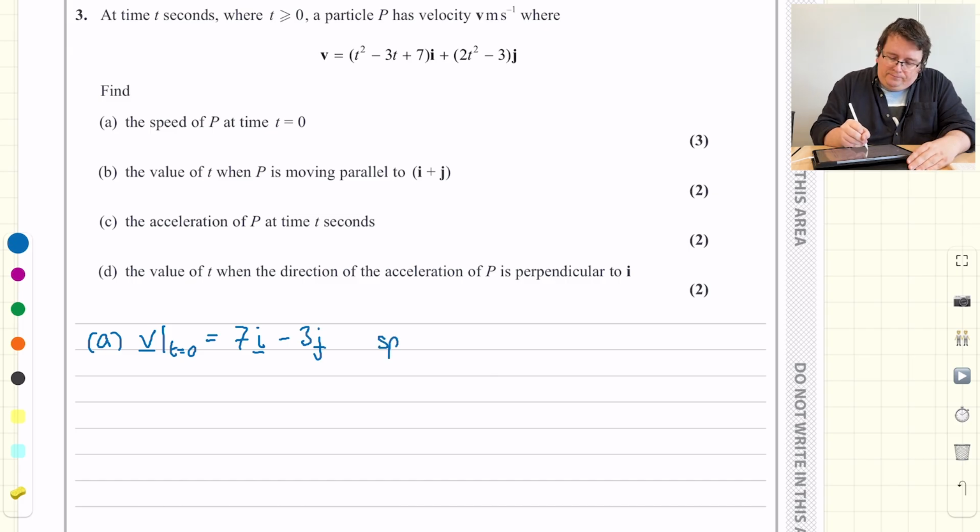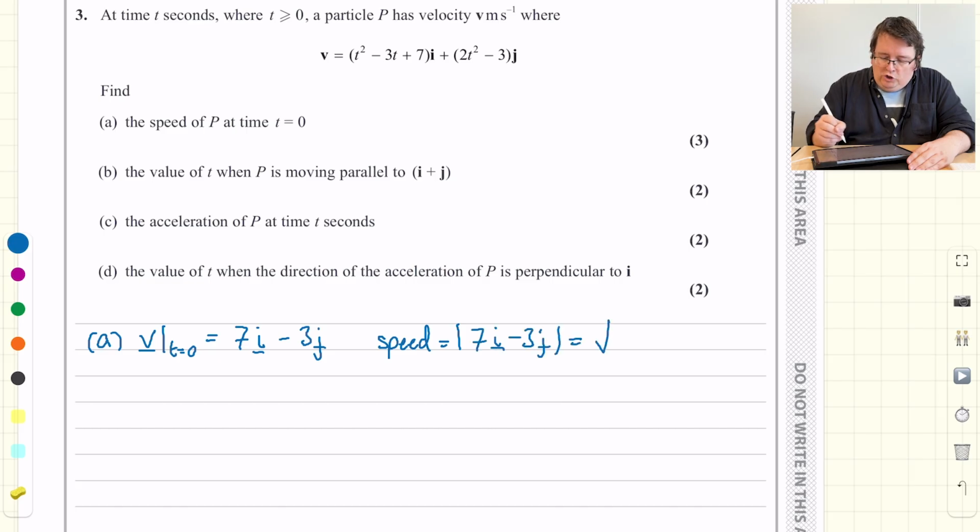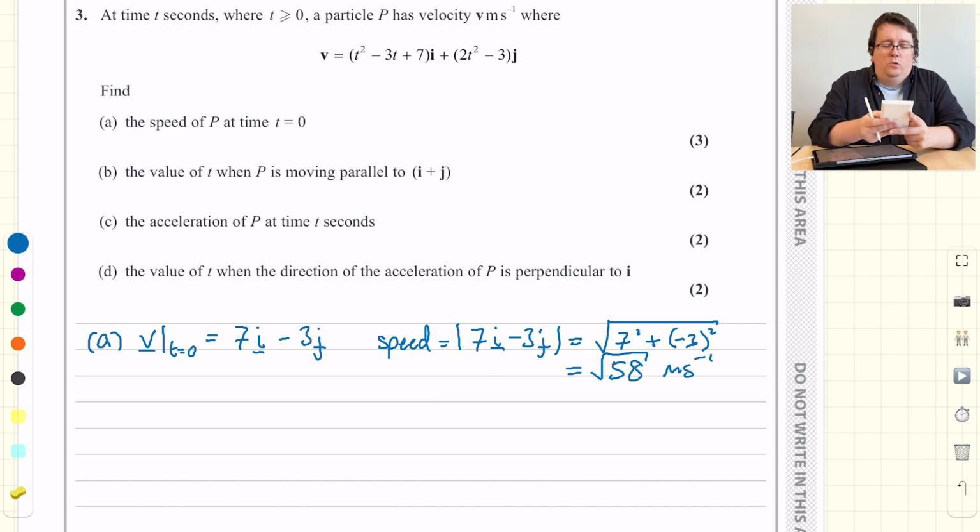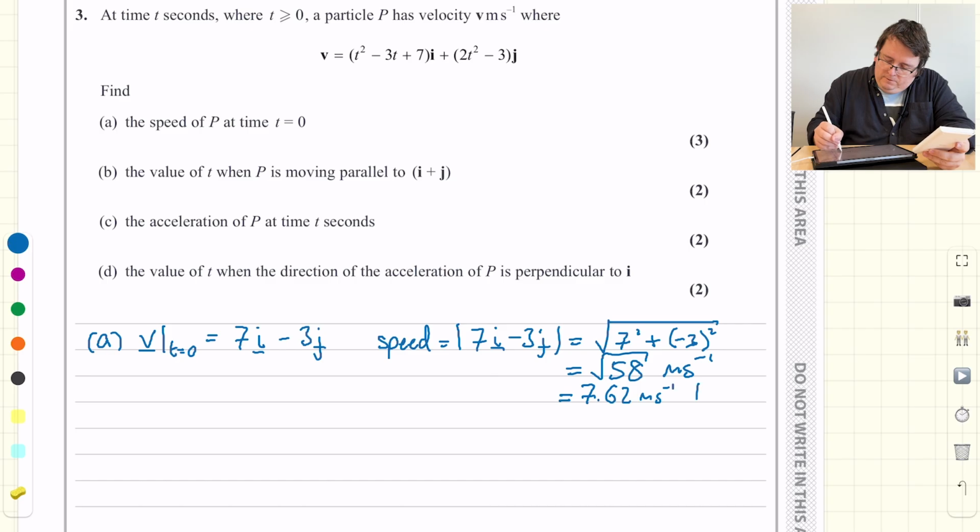So the speed is equal to the length of that vector, which using Pythagoras is 7 squared plus negative 3 squared. So what's that? 49 plus 9, so 58. So square root of 58 meters per second. So 7.62 to 3 sig fig. Right. Don't forget your units.